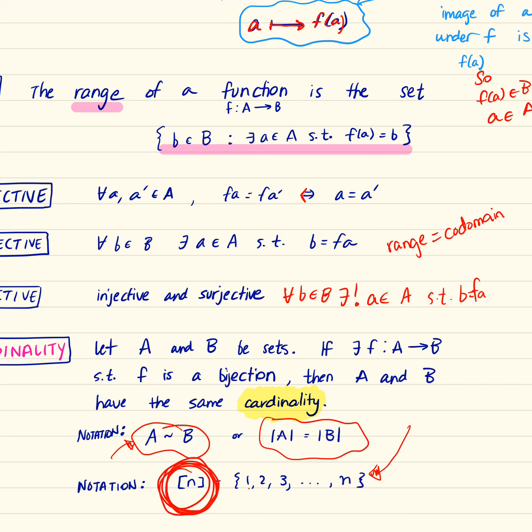So how do we know a set is finite? A set is going to be finite if there exists an n, a little n, such that the set has the same cardinality as n. That's the definition of A being finite.